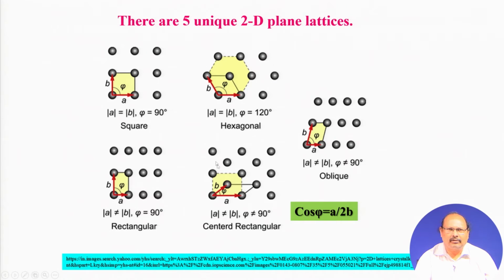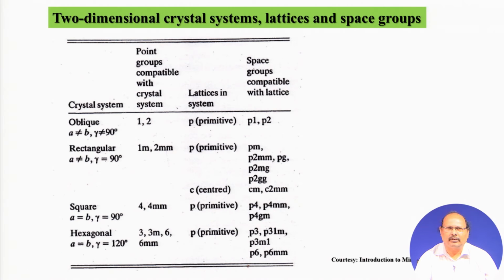Whereas, in this kind of centered rectangular type of lattice, you have the lattice nodes at the four corners, that is effectively one lattice point, and you also have a lattice point at the center of the rectangle, which is unshared. So, total lattice points in a centered rectangular lattice we have 2. So, in case of centered rectangular lattice, the effective lattice point is 2. In case of the primitive one, the effective lattice point is 1.